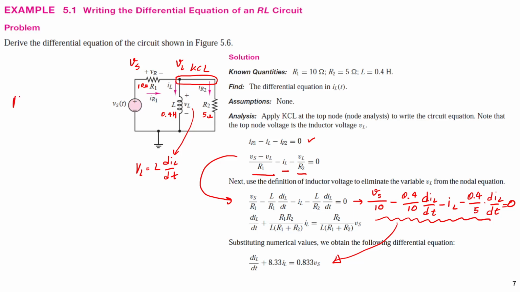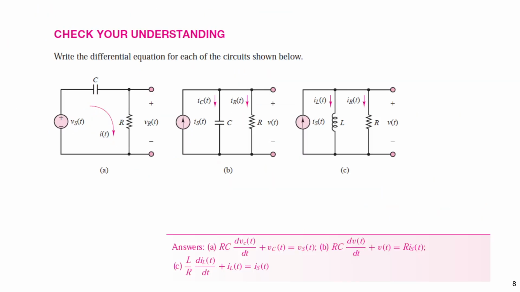So with RC and RL, we need to solve the differential equation, right? So let's see some examples to construct the equation. This is check your understanding, so you should do it by yourself later. Vs, we have C and R. So this is the final equation.